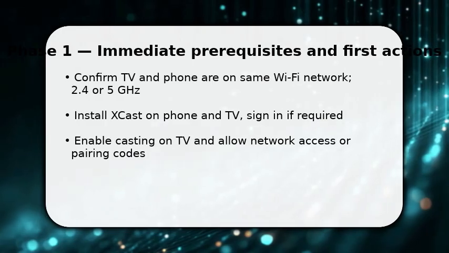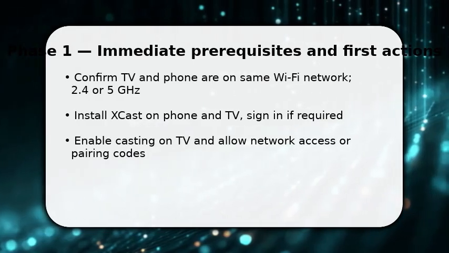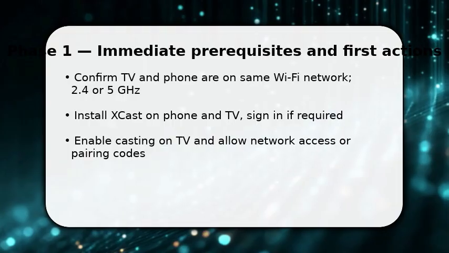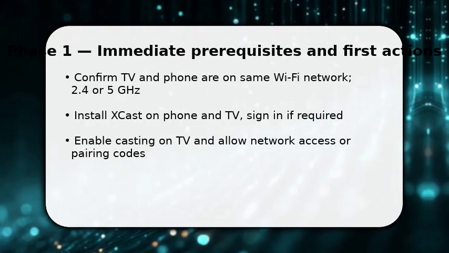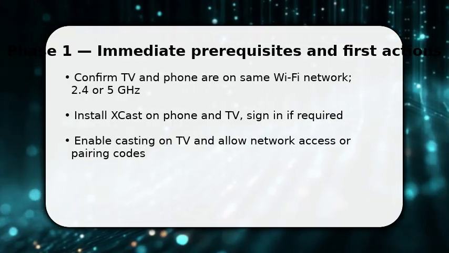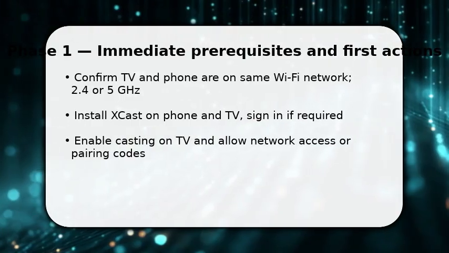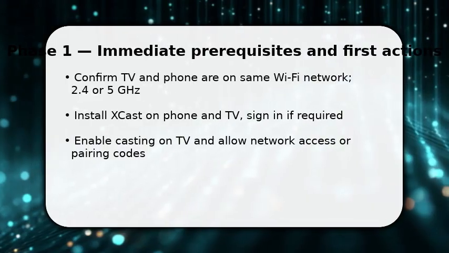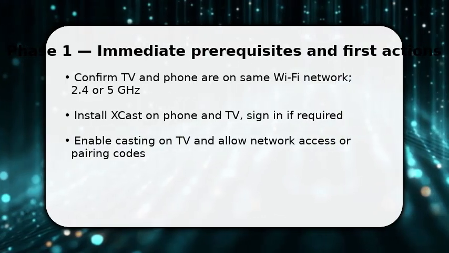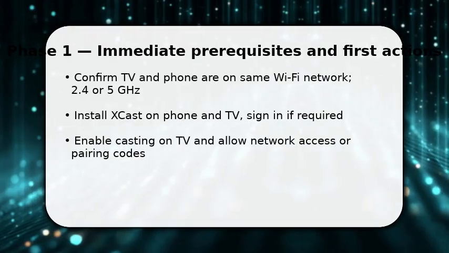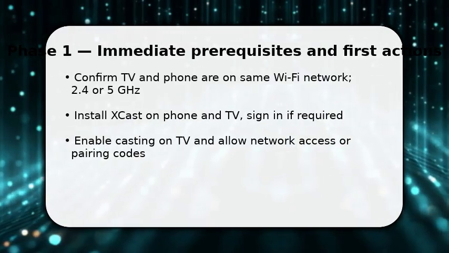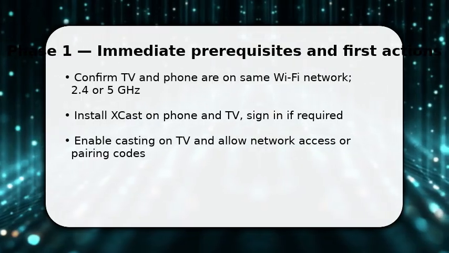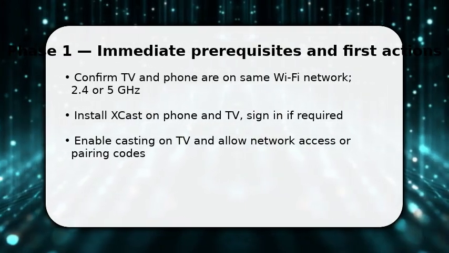Enjoy the video. You start by preparing both devices so the apps can find each other. Connect your phone and the TV to the same Wi-Fi network, then open Xcast on both devices. Once done, make sure the TV's casting or network permissions are enabled so Xcast can detect it. This avoids pairing delays. If the TV shows a pairing code, note it. This first step gets you straight into device discovery without wasting time on irrelevant settings.